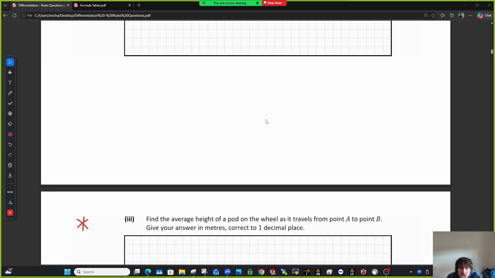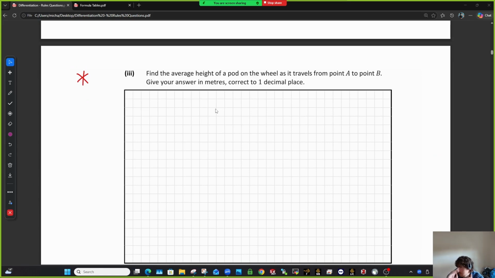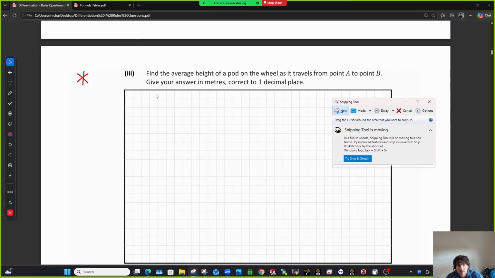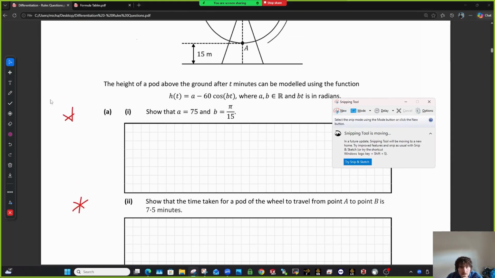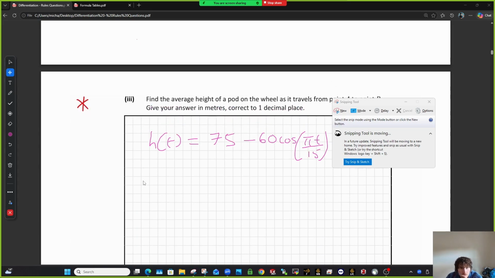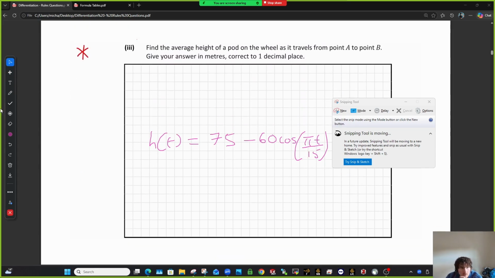Okay. Now, average height. This here is actually an integration question. This isn't differentiation, but I'm going to do it because it's really important that you're able to do this kind of thing. Let me write the function: h of t is equal to 75 minus 60 cosine pi t over 15. We need that for our calculations later, so let's put that there at the top.